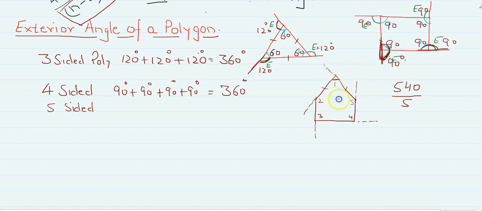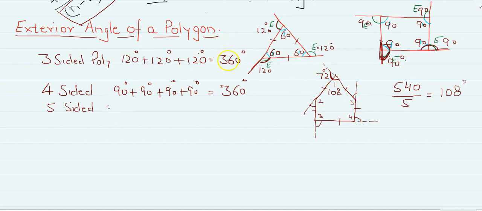It's a regular polygon, meaning all sides are equal, all angles are equal. So each angle will be 108 degrees. So what will be the value of this angle? This angle is 180 minus 108, that is 72 degrees. So we have 5 angles of 72 degrees.